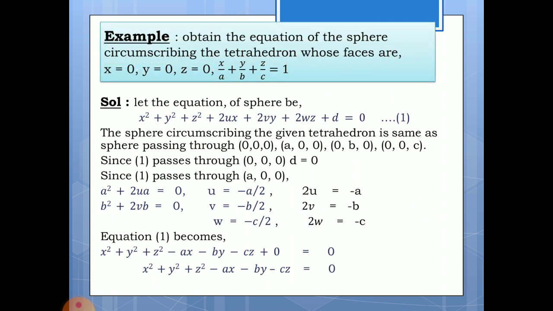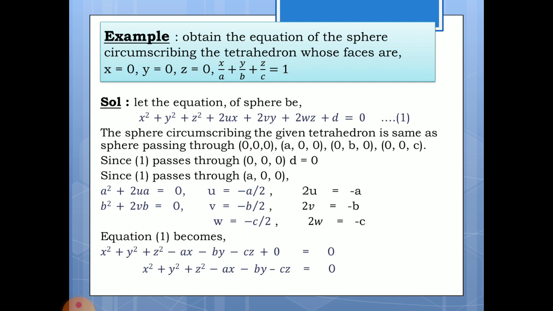Here one example is given. Actually we are not going into details of the solution. The example is: obtain the equation of the sphere circumscribing the tetrahedron whose faces are x equal to 0, y equal to 0, z equal to 0, x by a plus y by b plus z by c is equal to 1.